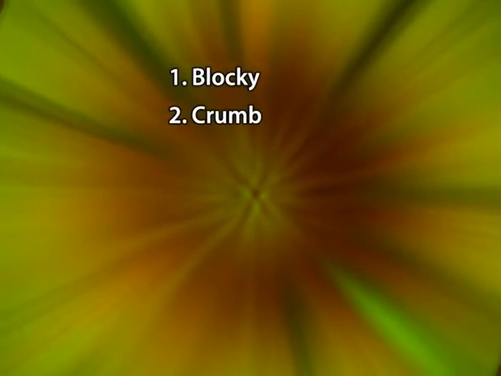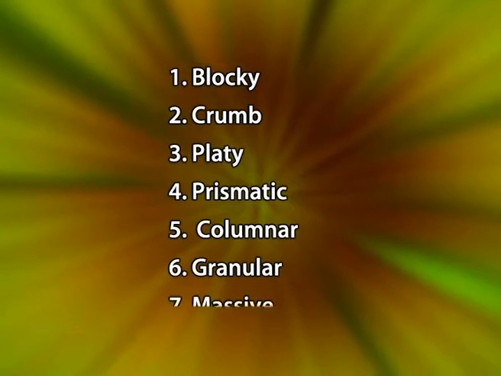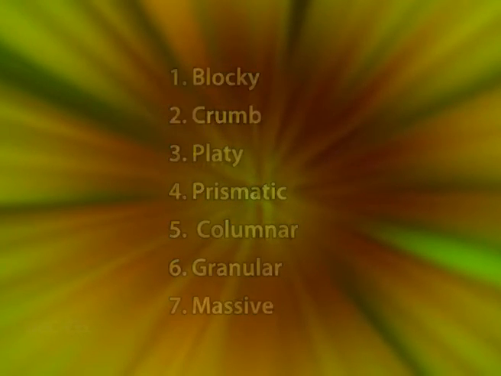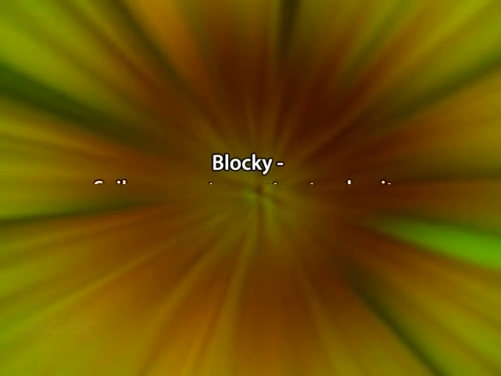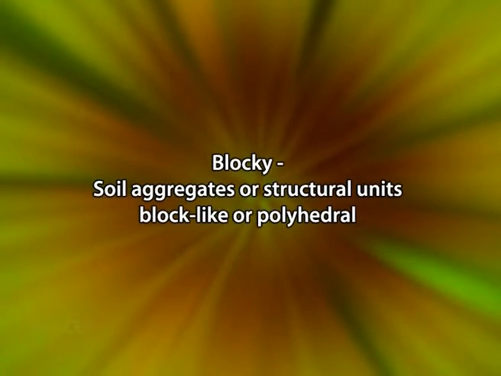There are 8 primary types of soil structures, which are blocky, crumb, platy, prismatic, columnar, granular and massive. In blocky type, the soil aggregates or structural units are block-like or polyhedral and consist of 6 flat or somewhat rounded surfaces. The units in blocky structure are more or less equidimensional.